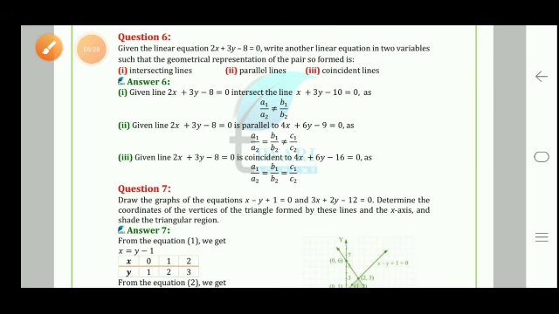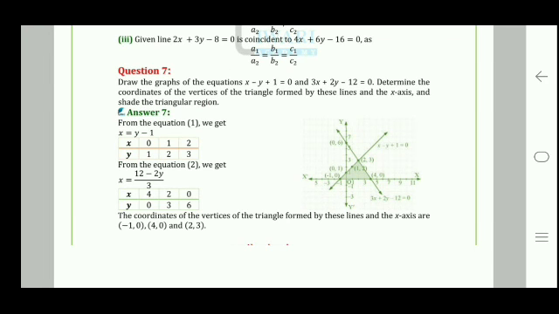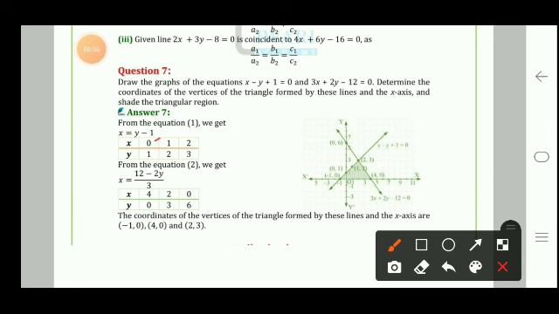Now moving towards question number 7. Draw the graph of the equations x minus y plus 1 is equal to 0 and 3x plus 2y minus 12 is equal to 0. Determine the coordinates of the vertices of the triangle formed by these lines and the x-axis, and shade the triangular region. We can see carefully that the equations are given. So we'll draw the table for equation 1, that is x is equal to y minus 1. If x is equal to 0, y is equal to 1. If x is equal to 1, y is equal to 2. If x is equal to 2, y is equal to 3.